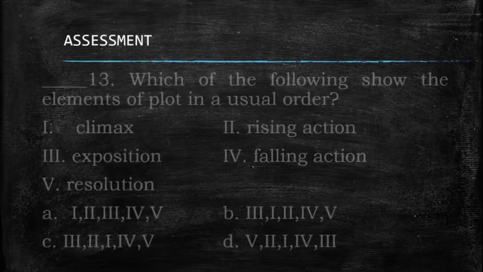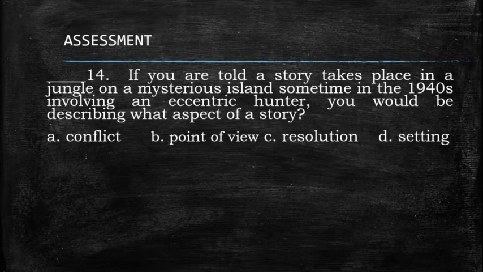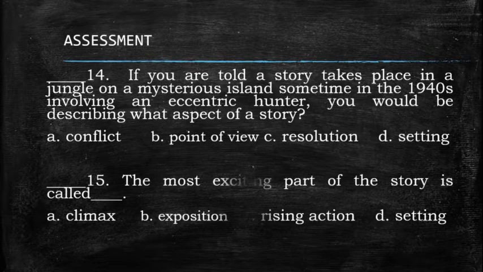14. If you are told the story takes place in a jungle on a mysterious island, sometime in the 1940s involving an eccentric hunter, you would be describing what aspect of a story? A. Conflict, B. Point of view, C. Resolution, or D. Setting. 15. The most exciting part of the story is called A. Climax, B. Exposition, C. Rising action, or D. Setting.